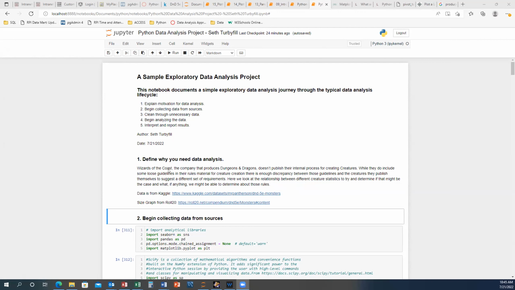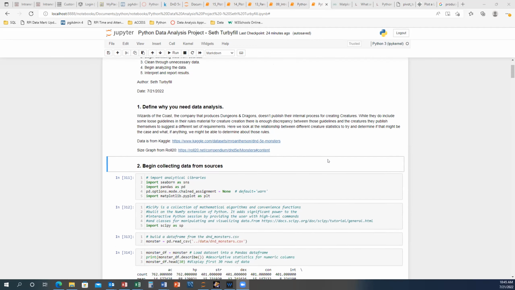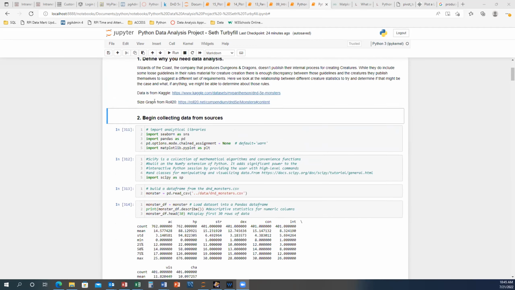So Wizards of the Coast, the company that produces D&D, doesn't publish their internal process for creating monsters, right? Like they give you some guidelines in the rules, but they don't tell you how they do it internally. So I wanted to look at this and see what I could figure out about that process. So I got the data from Kaggle.